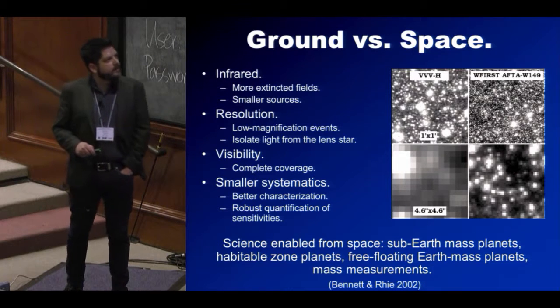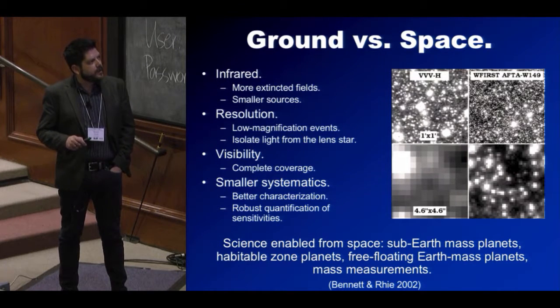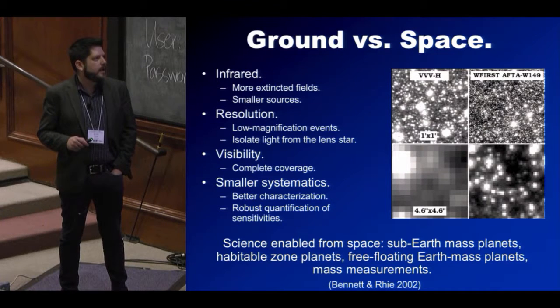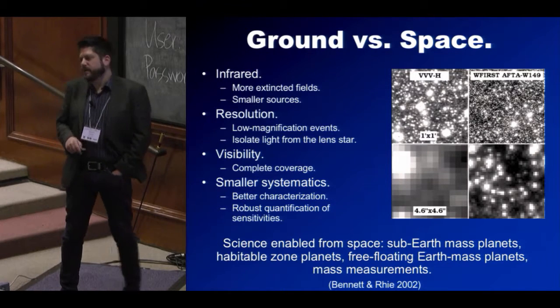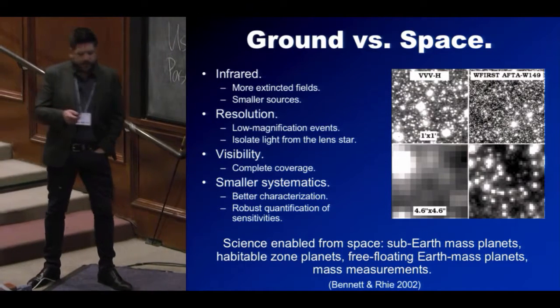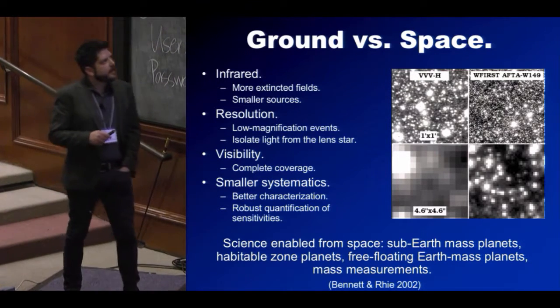which was first pointed out by Dave Bennett and Sun Rhee in 2002. The basic reason you can see here. This is a ground-based image from VVV at an excellent site, Chile. This is 1 arcminute by 1 arcminute of the bulge, and this is basically 5 arcseconds by 5 arcseconds. And here's an equivalent simulation of a field with WFIRST in the same region. And so everything here you think might be a star, you can see is actually a collection of many stars.